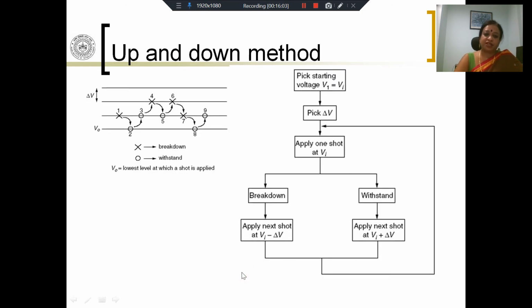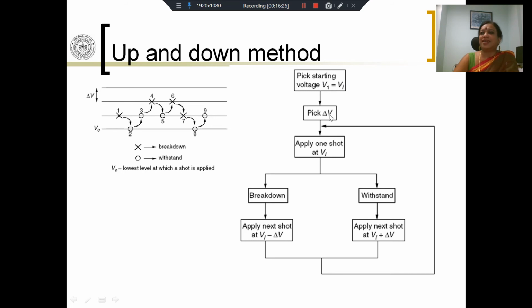The next method that we will discuss is the up and down method. In this case, this is the algorithm. Pick starting voltage V1 equal to VI. Again, you have to choose a voltage which is meaningful. You do not choose 100 kV for air because it will only lengthen your process. It will make your process time consuming. So intelligently pick a starting voltage V1 equal to VI.